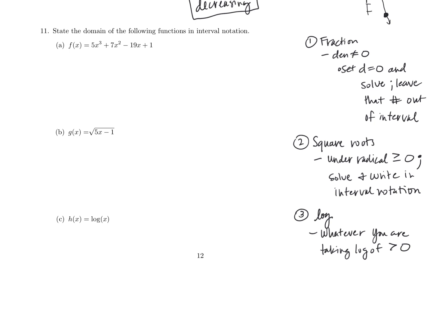So in part A, we have a function. There's no fraction, there's no square root, and there's no log. So that means here, the domain is -infinity to infinity.